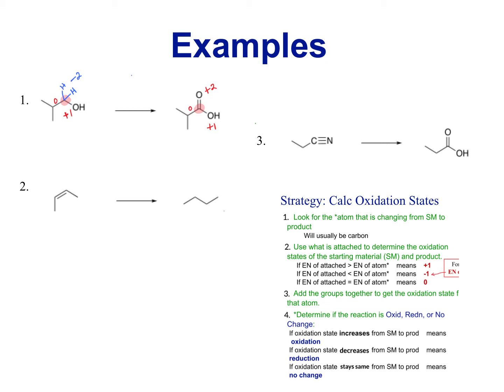So now let's do step 3 and we'll add these together to get the oxidation states. So we should get -1 on the left side and +3 on the right side. So make sure that's what you get, and then we can move on.